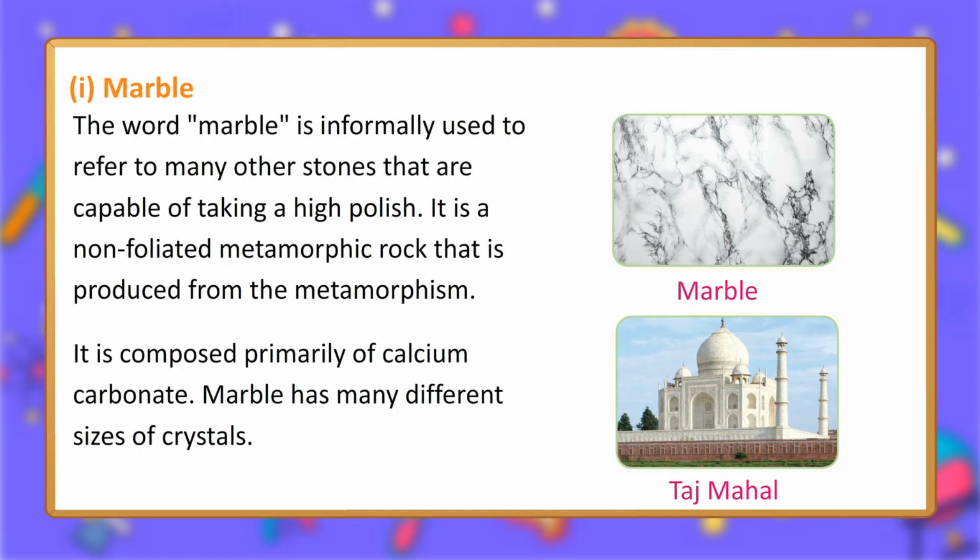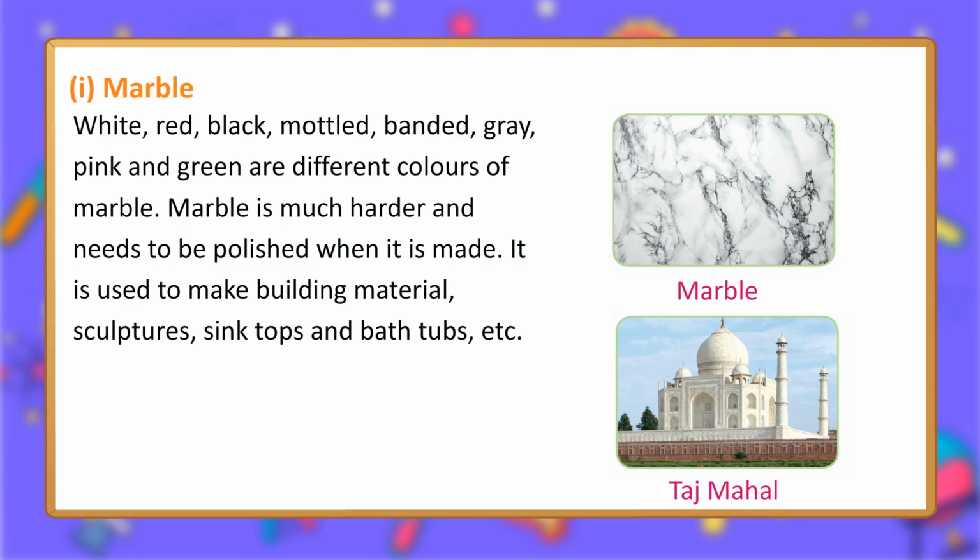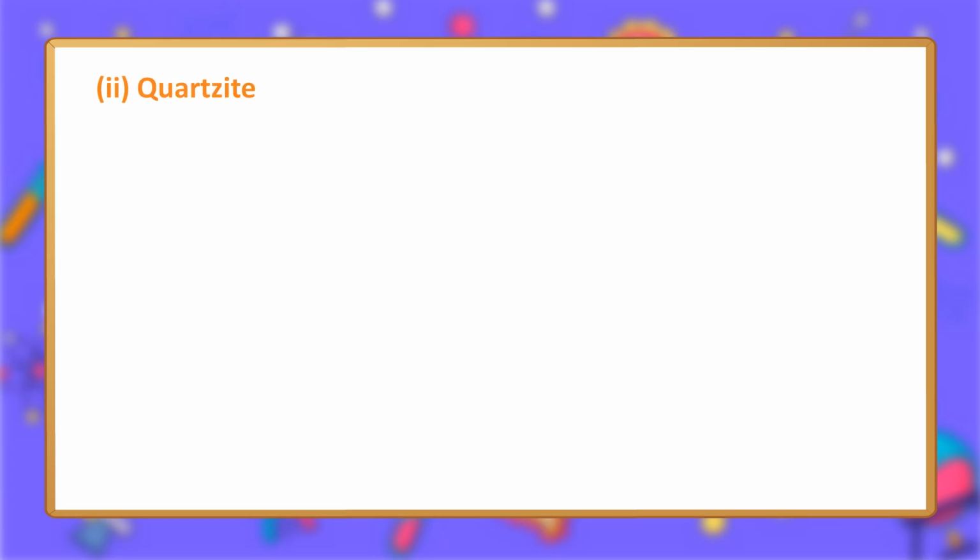Marble has many different sizes of crystals. White, red, black, mottled, banded, gray, pink and green are different colors of marble. Marble is much harder and needs to be polished when it is made. It is used to make building material, sculptures, sink tops and bathtubs, etc.